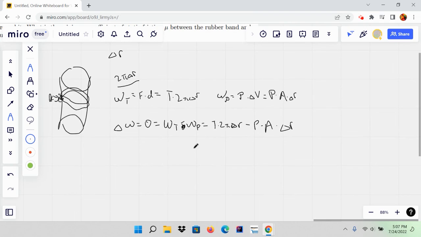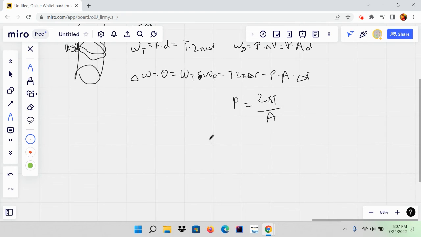And that means that your pressure is going to be equal to 2 pi T over your area. And since force is equal to pressure times area, that means that your force, which is your normal force in this case, is going to be equal to 2 pi T.